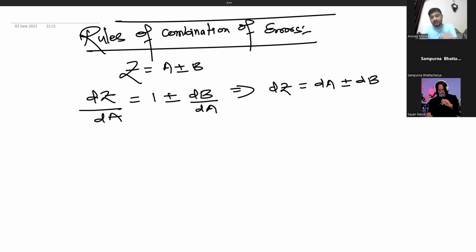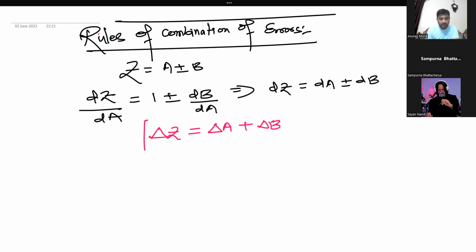Plus delta A plus delta B, or plus delta A minus delta B, or minus delta A plus delta B, or minus delta A minus delta B. So out of all these, which will be the largest? Obviously when both are positive, so that is why we take the rule that the maximum absolute error in Z will be equal to the sum of the absolute error in A and the absolute error in B. So whenever the quantities are added or subtracted, errors we always have to add. Is that clear? Understood? Yes, sir.